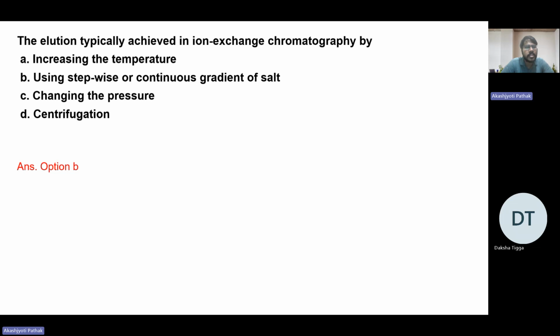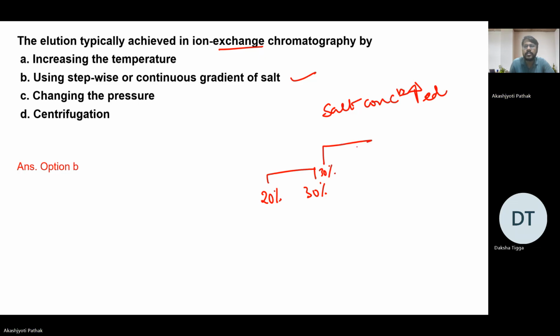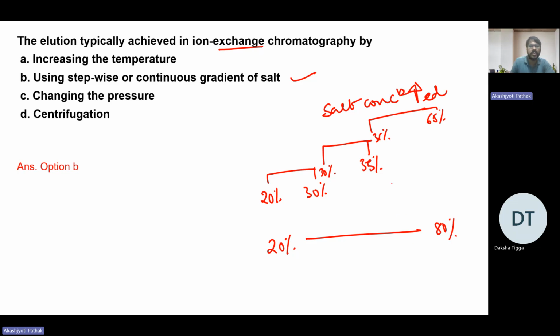Now, elution is typically achieved in ion exchange chromatography by what? In ion exchange chromatography, we basically increase the salt concentration, using a stepwise or continuous gradient of salt. Stepwise means first you go from 20% to 30%, then from 30 to 35%, then from 35 to 65%. So this is a stepwise increase in salt concentration. Continuous means you apply from 20% to 80%. This is a continuous gradient of the salt.